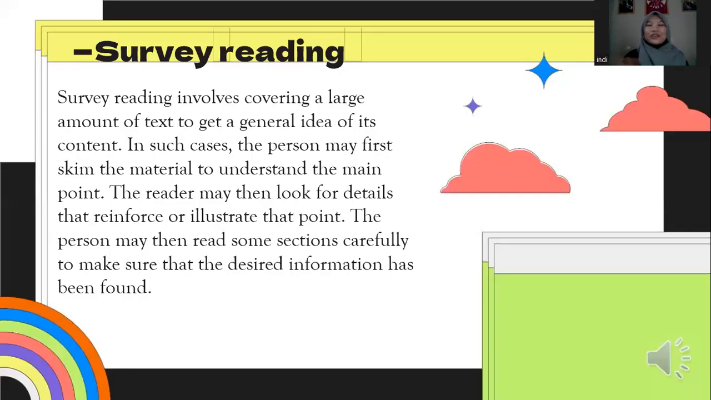Next is survey reading, which is point 3. Survey reading involves covering a large amount of the text to get a general idea of its content. In such a case, the person may first skim the material to understand the main point. The reader may then look for detail that reinforces or illustrates that point. The person may then read some sections carefully to make sure that desired information has been found.